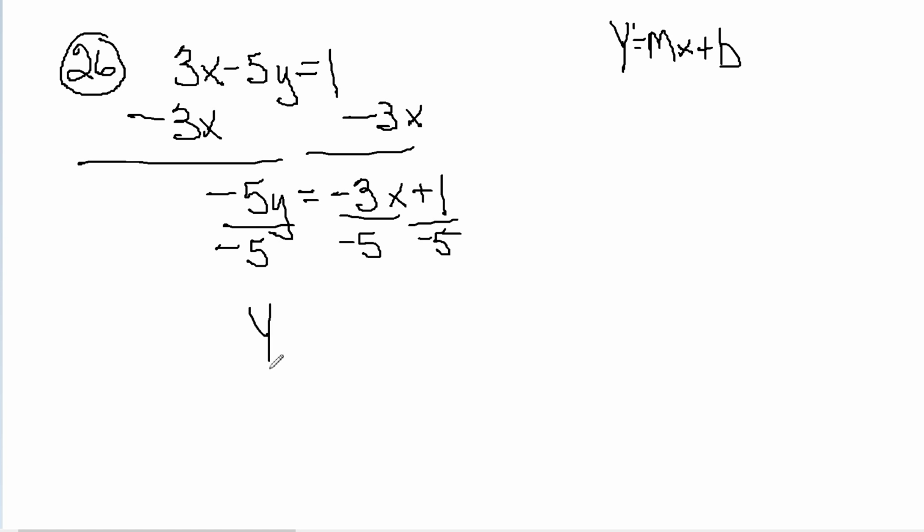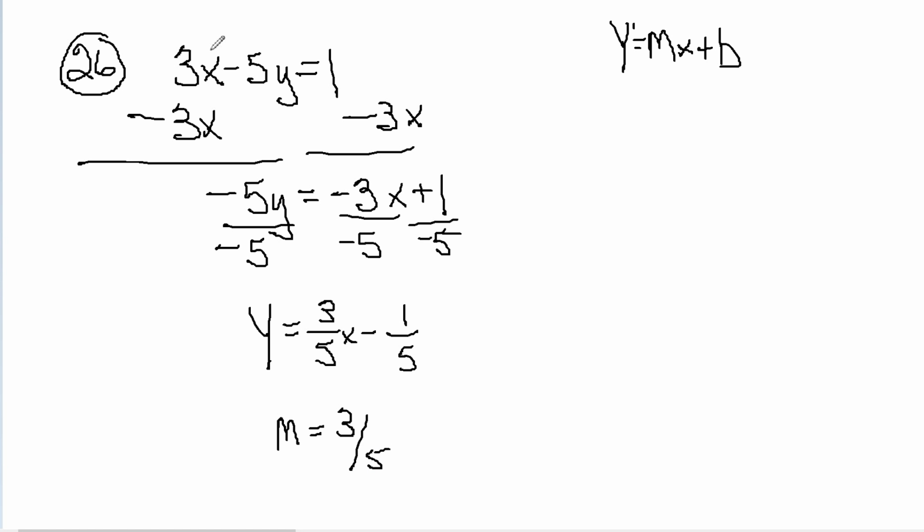And now y equals 3 over 5x minus 1 over 5. Therefore m equals 3 over 5.